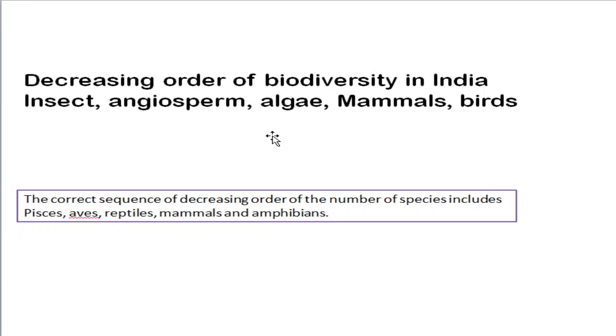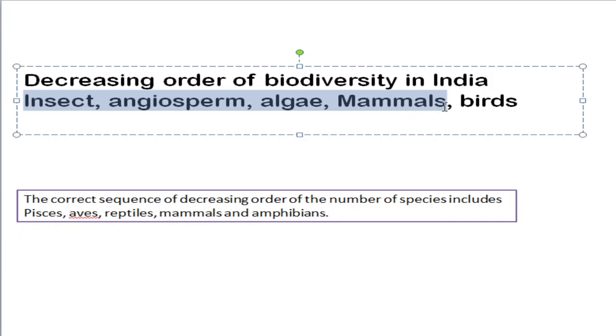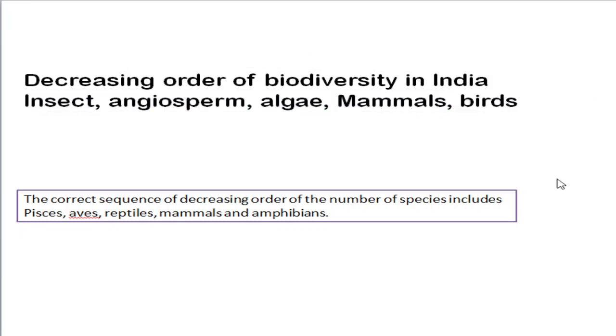Next is a decreasing order of biodiversity in India. I'm not able to get the correct answer. If they are asking the decreasing order of number of species, that includes fishes, reptiles, mammals, and amphibians. Fishes have a huge number of species, so first is fishes. Here they are asking a decreasing order, but the question is about biodiversity. Insects are highly diversified species in India, followed by angiosperms and algae, mammals and birds. So I don't think this is a correct option. Please do tell me which is the correct answer. But insects are the first one.